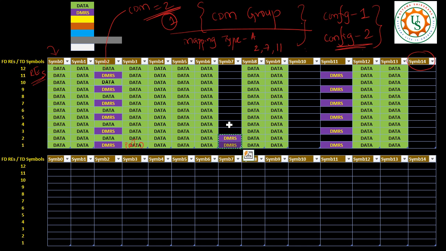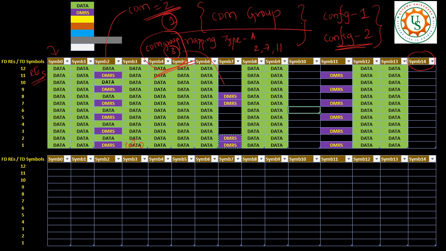And it will be like this. So now the thing is that this is nothing but your CDM group without data equal to 3 in case of config type 2.